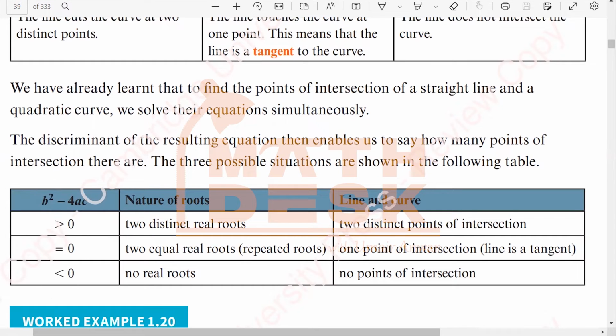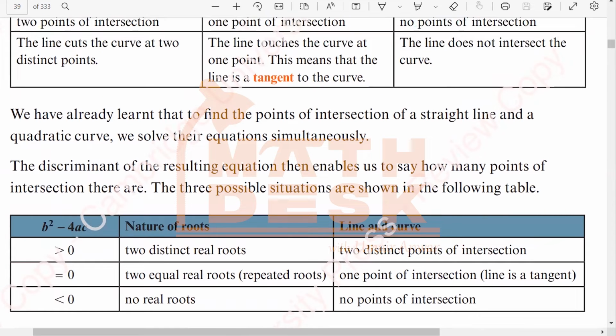Similarly, if the discriminant becomes equal to 0, then it means that there are two equal real roots or repeated roots. So only 1 point of intersection would be obtained, and that means that the line would be a tangent to the curve. And the third situation could be that the discriminant is less than 0. So it would mean that there are no real roots, and consequently there are no points of intersection either.